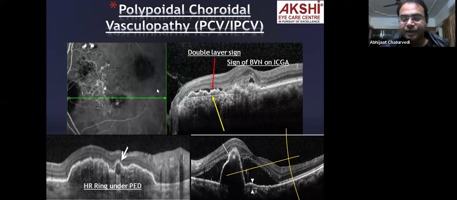Similarly, there's another hallmark sign, like a hyperreflective ring just under this PED, and a tall, notched, peaked PED. These are the biomarkers to catch IPCV on OCT. So you can see there's a notched and a peaked PED, but along with that, there's again this double layer sign over here. See the two layers which have irregular PEDs, and this is the sign of IPCV. And I don't know why, but in the setting of our northern states, this IPCV is pretty common here.